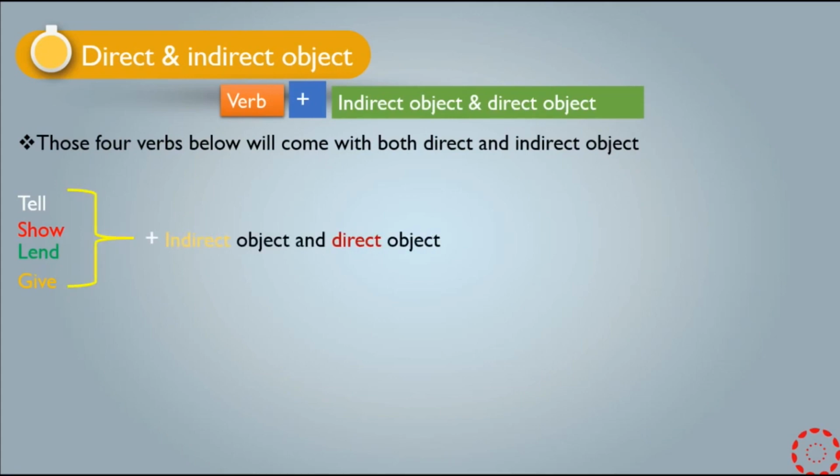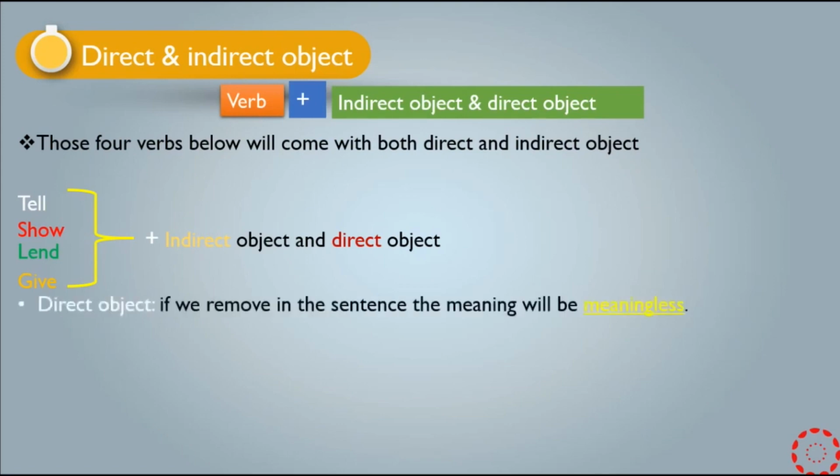So after tell, show, lend, or give, the sentence should have the indirect object, and after the indirect it should be the direct object. Let's see what's direct object and indirect object. Direct object: if we remove or erase the direct object in the sentence, the sentence will be meaningless. So it doesn't have any meaning.